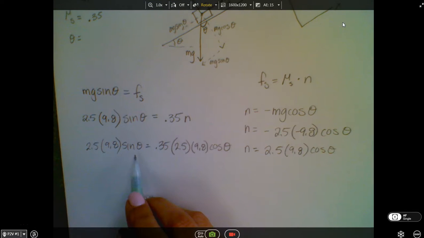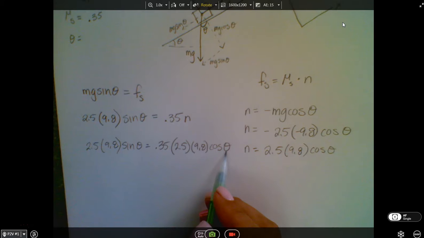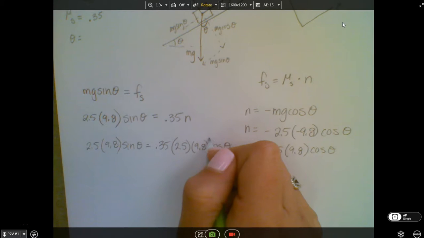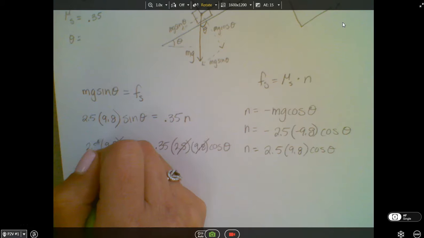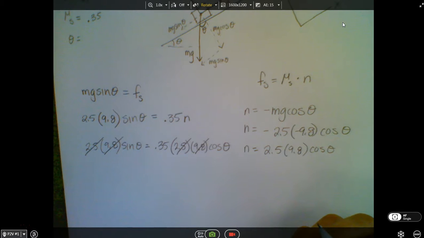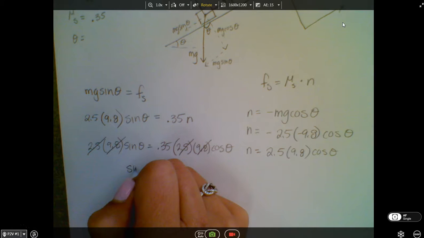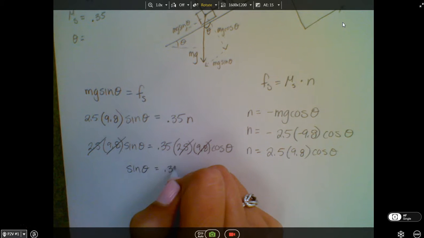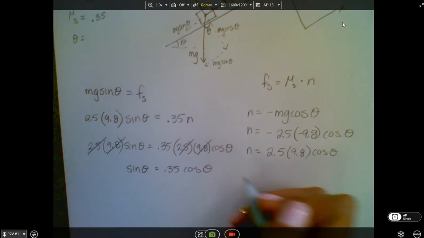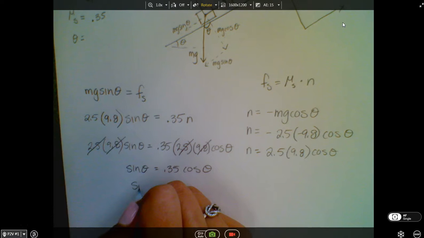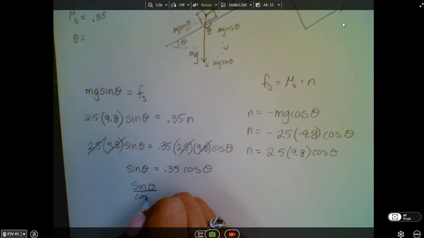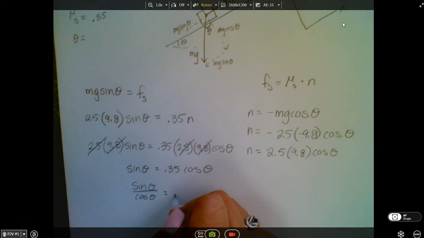Now we have one variable, right? One unknown, really. So I'm just going to cancel the 9.8s there on both sides. I'm going to cancel the 2.5 there on both sides. You don't have to do that. You could have done the math, but it's easier this way. So sine theta equals 0.35 cosine theta. So if we divide, we get sine theta over cosine theta equals 0.35.